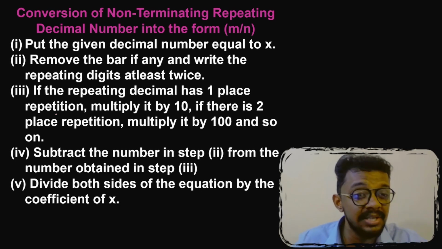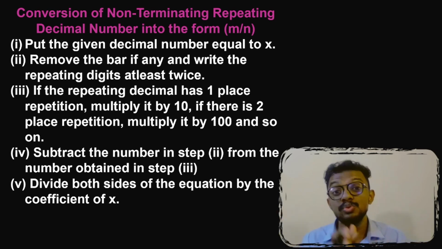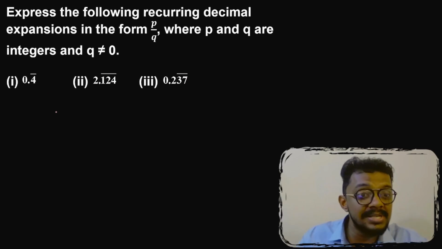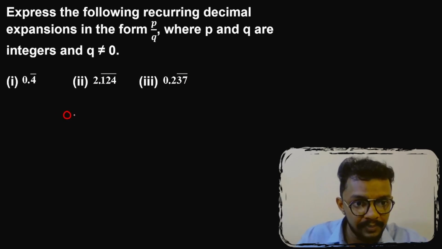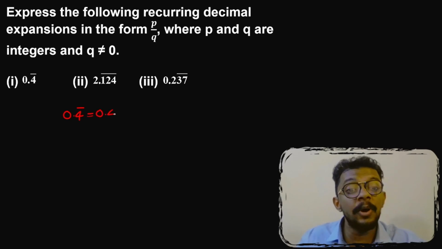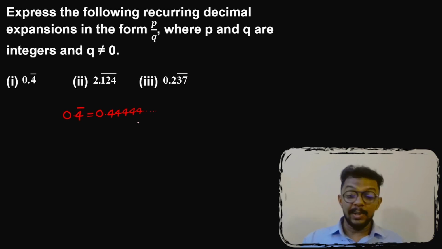Okay, the steps are given here. You can read them if you need. I will explain this using an example. I have question number one, 0.4 bar. Hope you remember what this is. 0.4 bar means 4 is repeating again and again: 0.444444 etc.